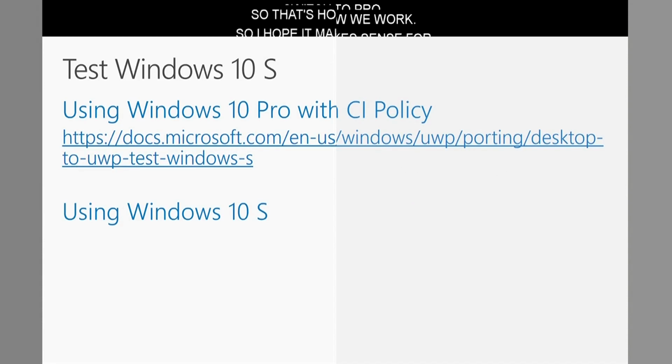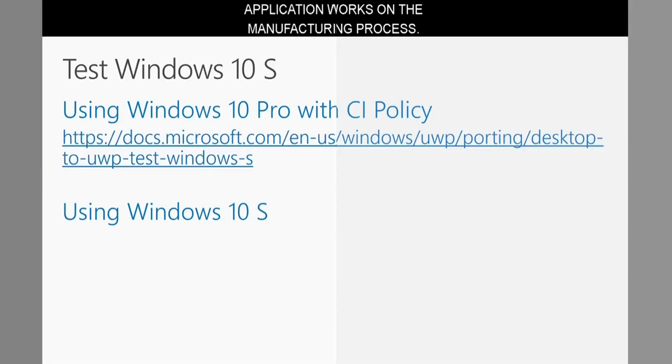We also got some questions about how you can test the Windows 10 S system. One way is, like I explained, during the manufacturing process you'll be able to test, because third-party in-house applications and unsigned code work in the manufacturing process. So you'll be able to run the manufacturing process and then test Windows 10 S.